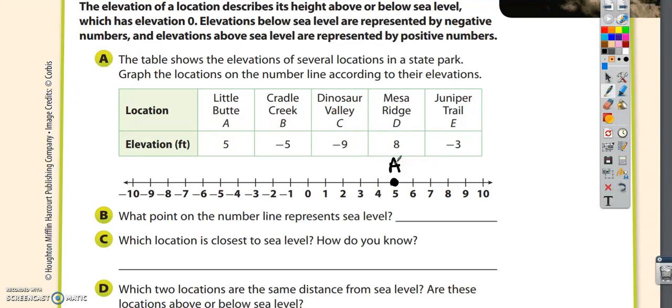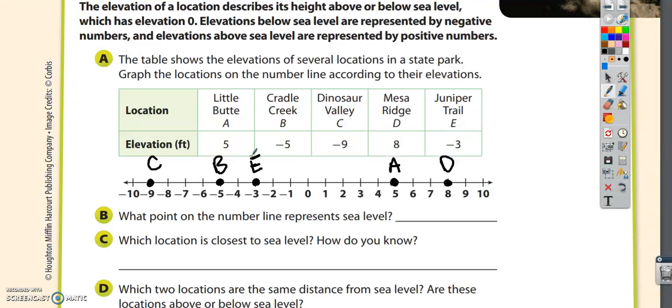Cradle Creek, B, is at negative 5. So I'm going to go to negative 5 here. And I'm going to put a B. Dinosaur Valley, C, is at negative 9. Mesa Ridge, D, is at positive 8. And Juniper Trail, E, is at negative 3. Your number line should look like mine. If you're not labeling, you really need to.